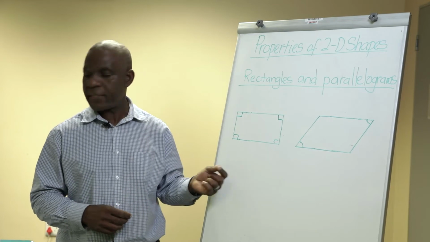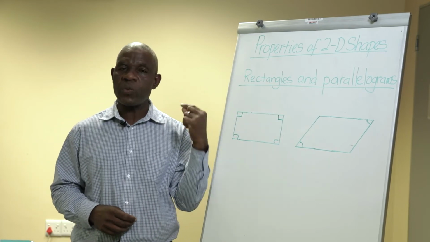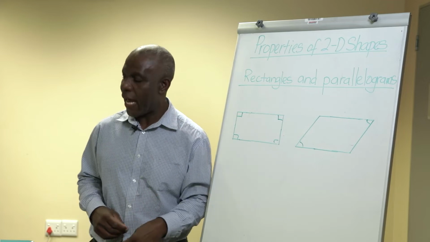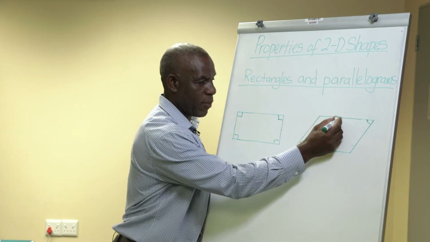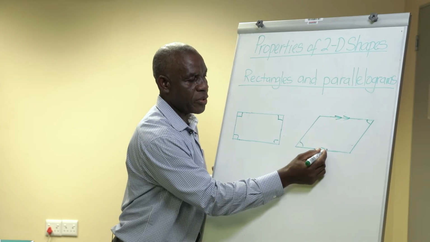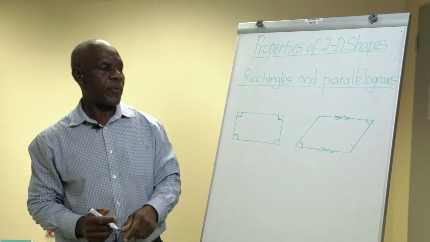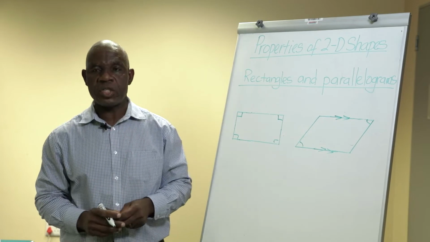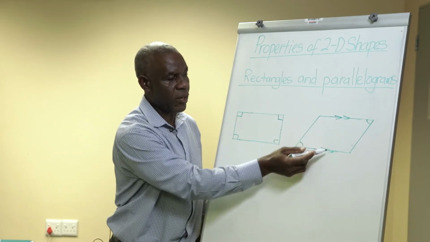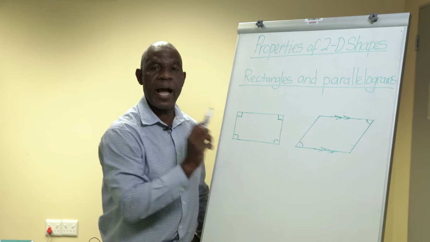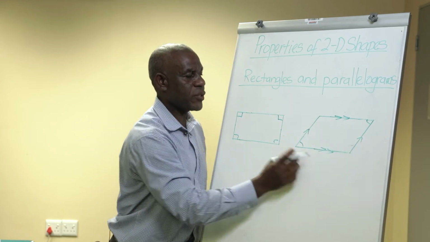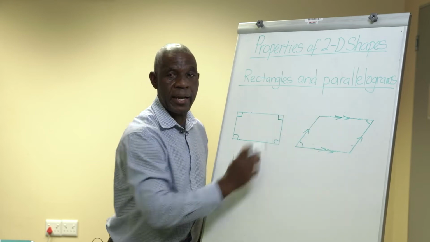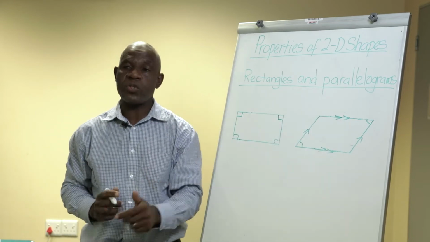Once you have done that, there are symbols that we use to identify parallel lines. Make sure that your learners are familiar with the symbol for parallel lines, which are arrows pointing the same direction. We have got two of these arrows, which means this line and this line are parallel. And then we'll have one here to show that these two sides with one arrow each are also parallel.